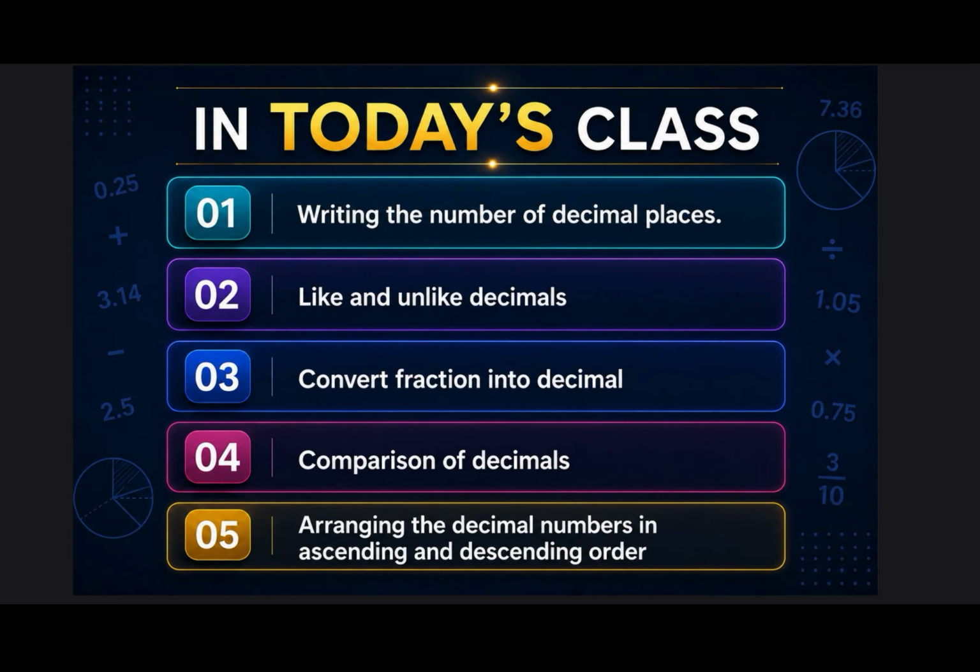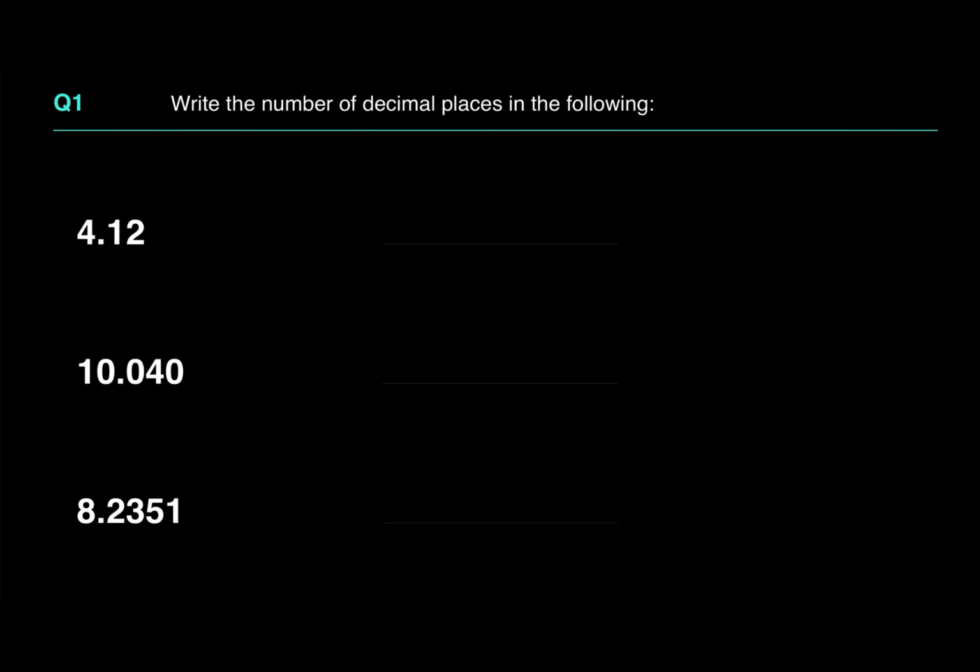Let us see what we have. Okay, in the very first part, we have to write the number of decimal places in the following. What does that mean, number of decimal places? How many decimal places are there in each number? Very easy. Just look at the decimal point, it's here. How many numbers are there after it? 1 and 2. So the number of decimal places in this one is 2.